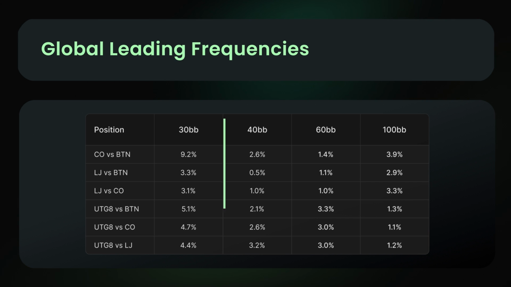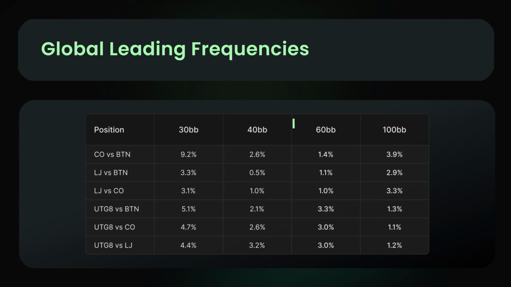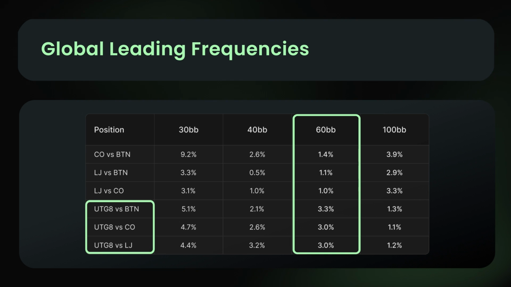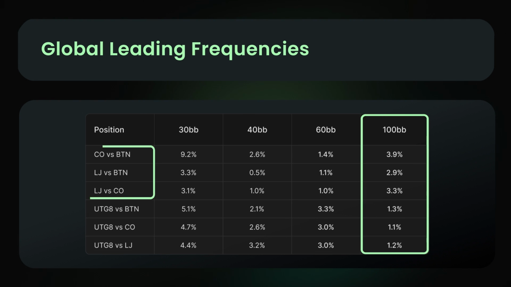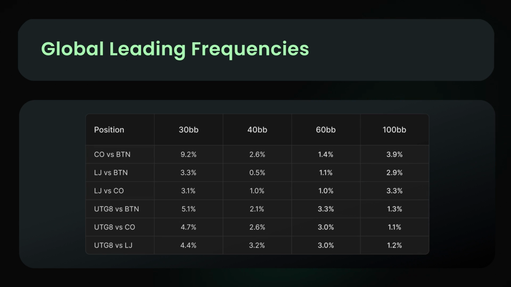You can see, like at 40 bigs, it's a bit all over the place. At 60 bigs, we're leading more from the UTG-8 versus button, cutoff, or low jack, while at 100 bigs, we're leading more in cutoff versus button, low jack versus button, or low jack versus cutoff. So a bit all over the place, and it kind of just depends on range construction.